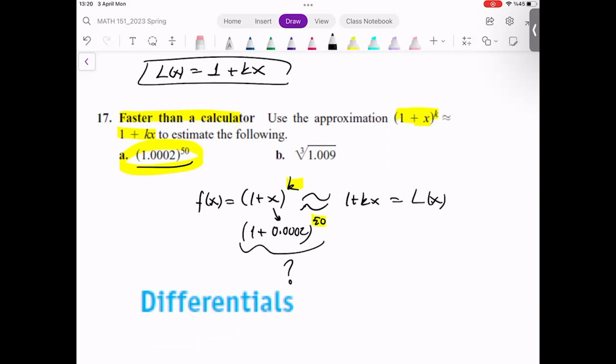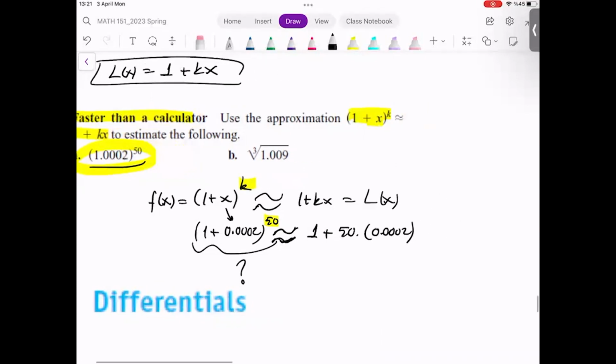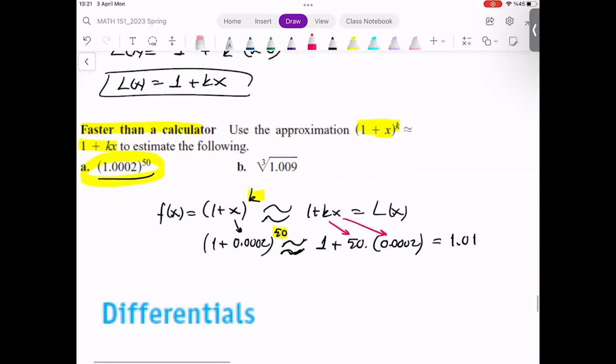Again, you need a calculator, but you will see that computing it approximately from the right-hand side is faster than a calculator. How? It is 1 plus k times x, where k is 50 and x is 0.002. You see, you can easily compute this linear approximation to find the result approximately. And this is, in fact, 1.01. You see, that fast you can compute the result approximately by using the linearization function. K is 50, x is like this.